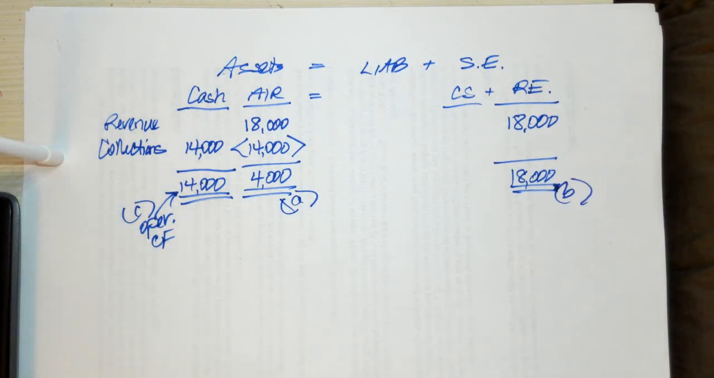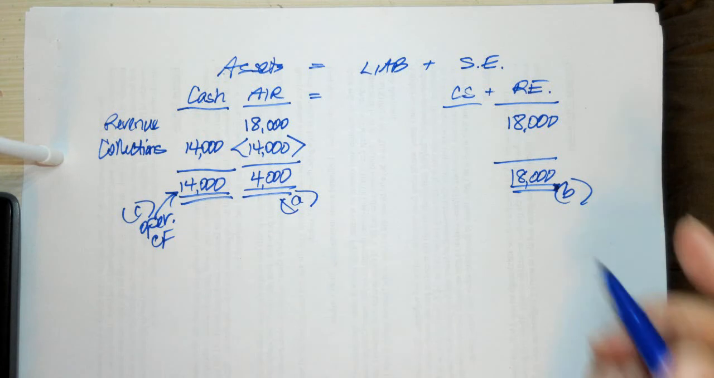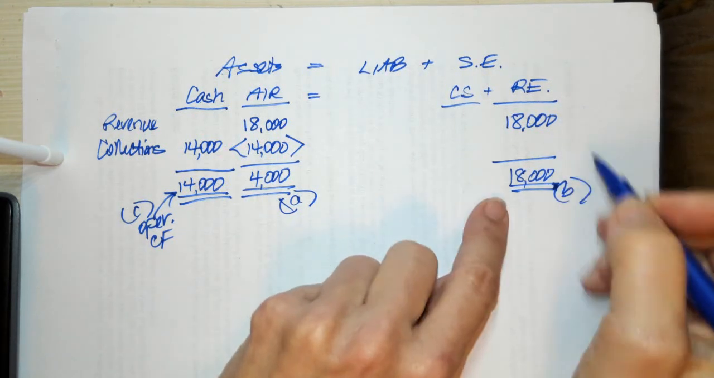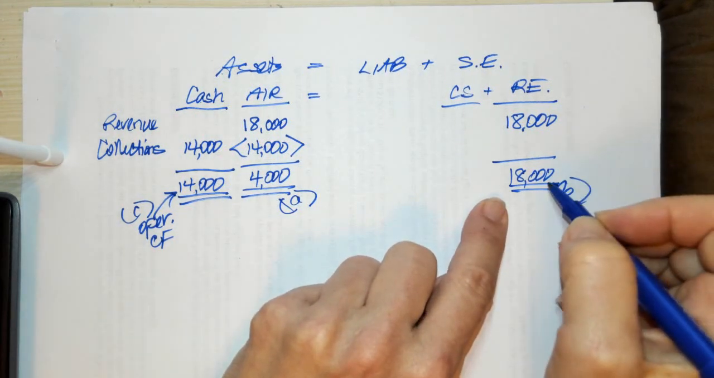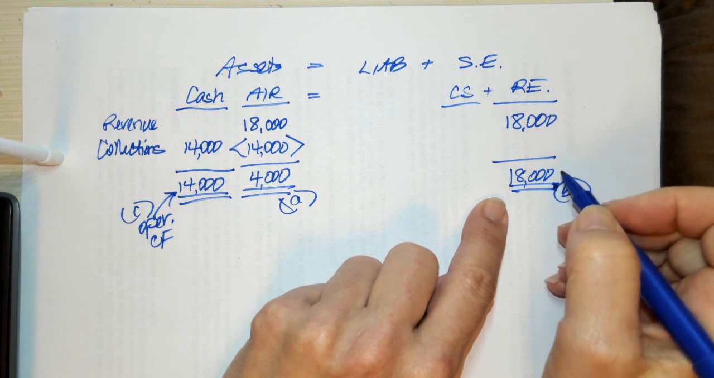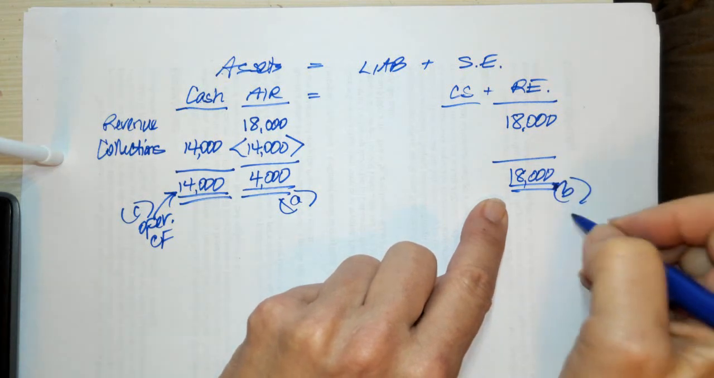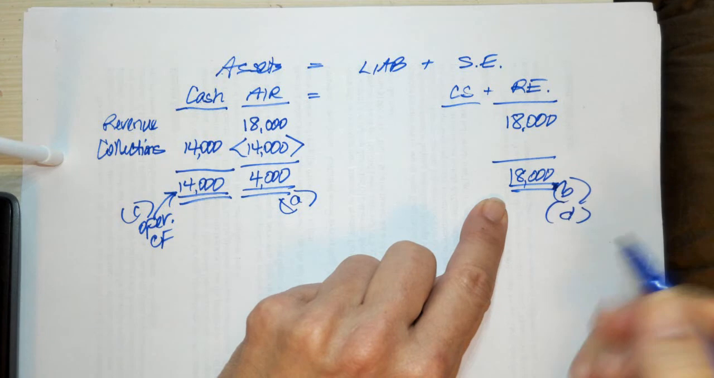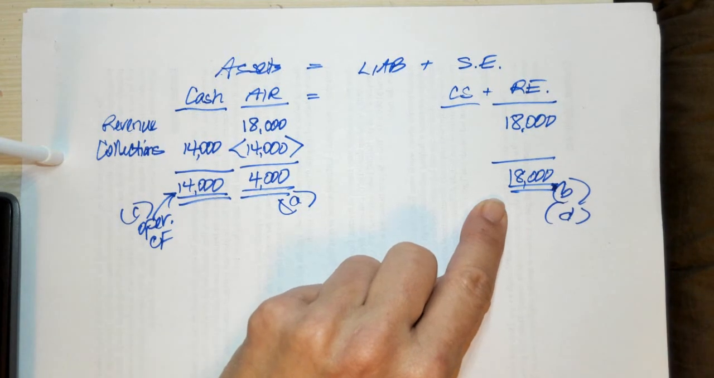Okay. D, the amount of retained earnings that would be reported on the year one balance sheet. Well, they didn't tell us about any expenses that we incurred, so apparently we didn't have any expenses. So this would also be the answer to D. Retained earnings is $18,000 at the end of the year.